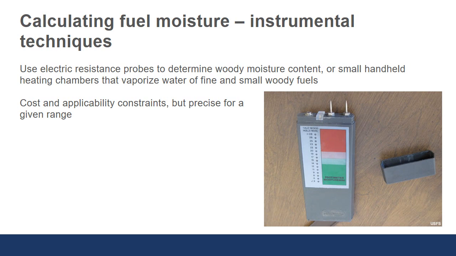One other method that is becoming popular is to use instruments to measure moisture. This method uses electric resistance probes to determine woody fuel moisture content. The major advantages include portability and precise measurements. However, the applicability of these instruments has a limited range of moistures and they can be difficult to use on small fuels.